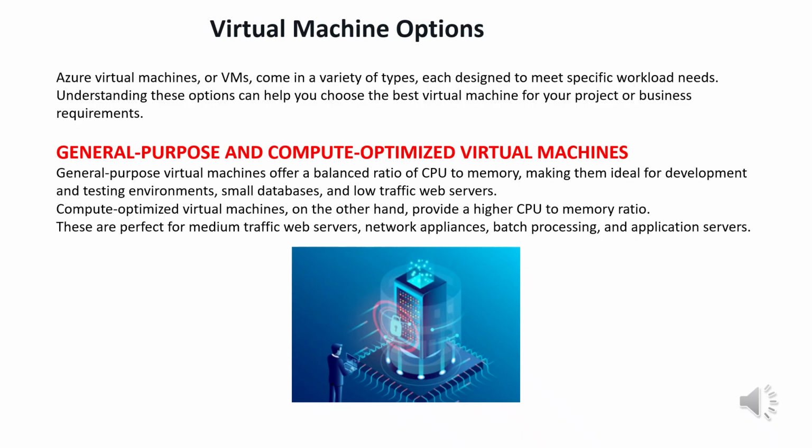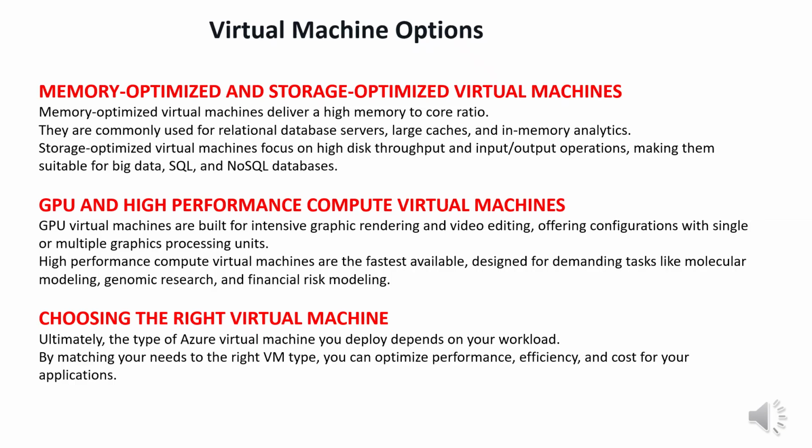General-purpose virtual machines offer a balanced ratio of CPU to memory, making them ideal for development and testing environments, small databases, and low-traffic web servers. Compute-optimized virtual machines, on the other hand, provide a higher CPU to memory ratio. These are perfect for medium-traffic web servers, network appliances, batch processing, and application servers.